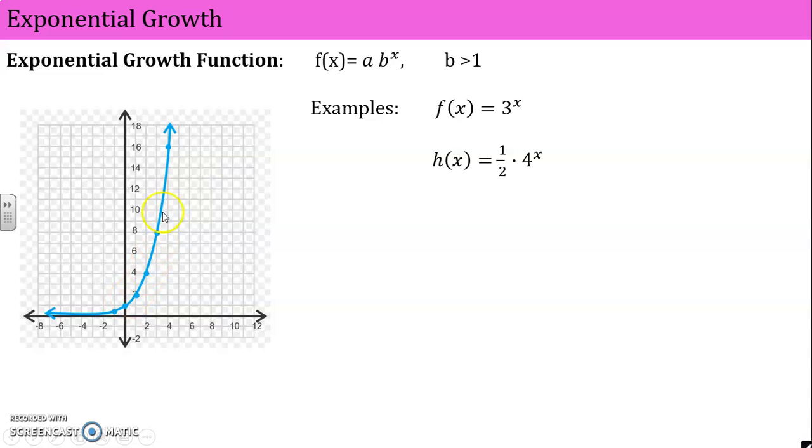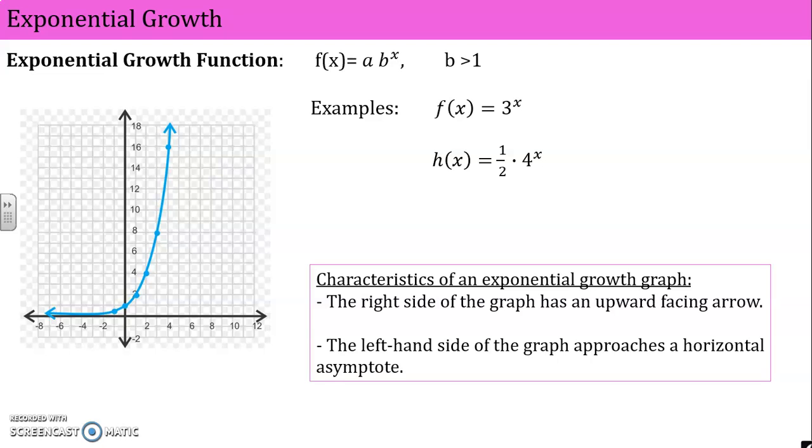Here is your classic graph of an exponential growth function, and we are going to have to talk about how to graph these. But let's just talk about the classic characteristics of an exponential growth function. The right side of the graph has an upward facing arrow. So that's what you see here, right? This is the right side of our graph. That arrow is pointing up towards infinity, upward facing arrow.